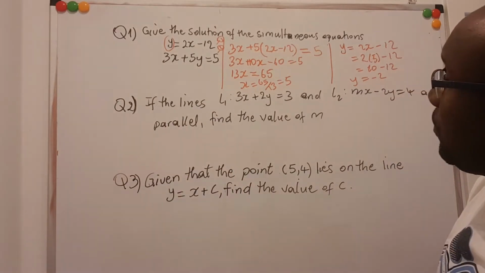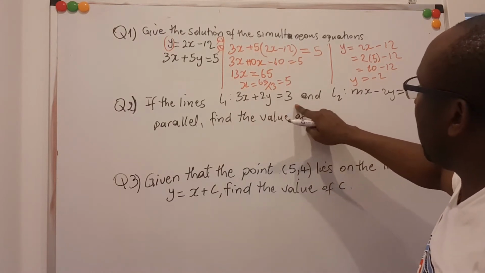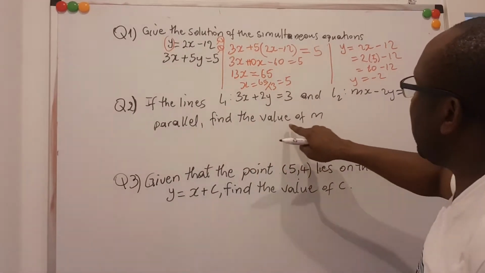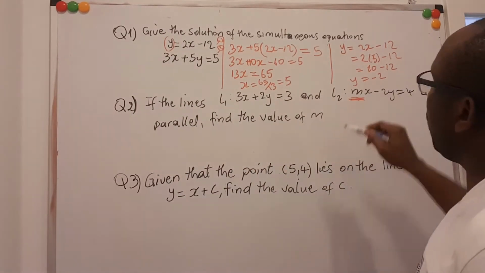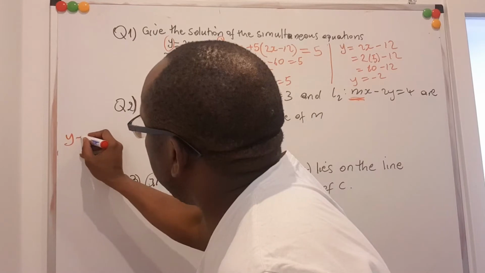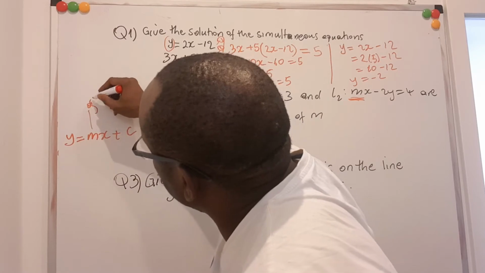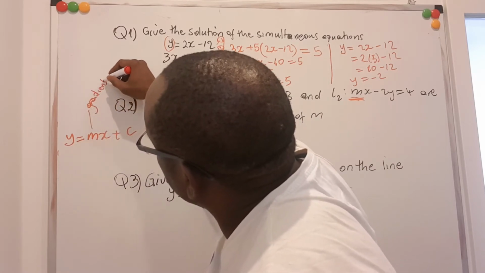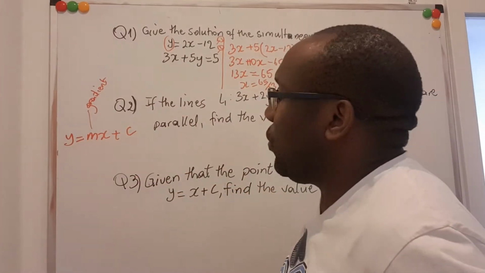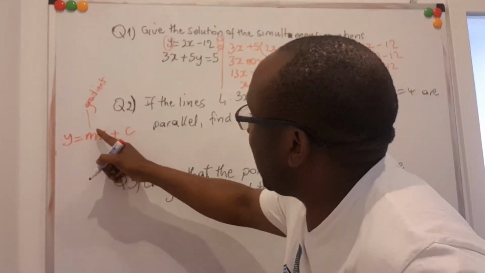We look at the second question. If the lines L1 given by 3x plus 2y is equal to 3 and L2 given by mx minus 2y is equal to 4 are parallel, find the value of m. So we need to look for the value of this m. The general way that we write the equation of a line is of this form: y is equal to mx plus c, where this is the gradient. This is the y-intercept, the value that y gets when x is equal to 0.